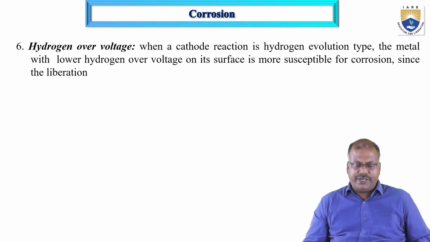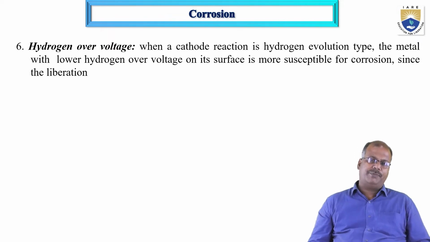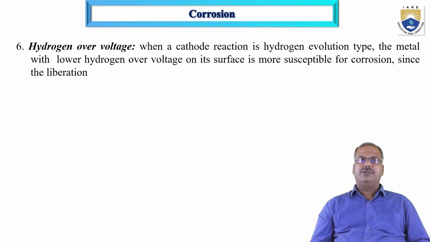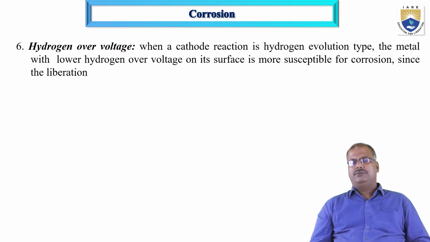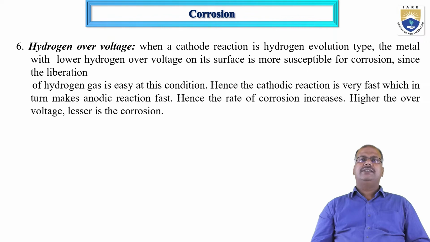Hydrogen overvoltage. When a cathode reaction is hydrogen evolution, one of the types of cathode reaction we have seen, the metal with lower hydrogen overvoltage value will undergo more corrosion, because liberation of hydrogen gas is easy in this condition. Hence, the cathodic reaction is very fast, which in turn makes the anodic reaction faster. Hence, the rate of corrosion increases. Higher the overvoltage, lesser is the corrosion.